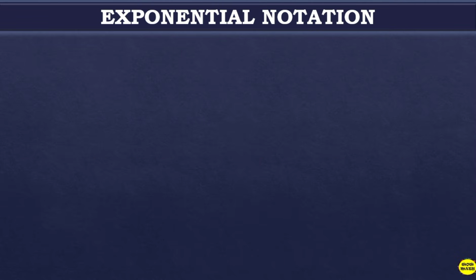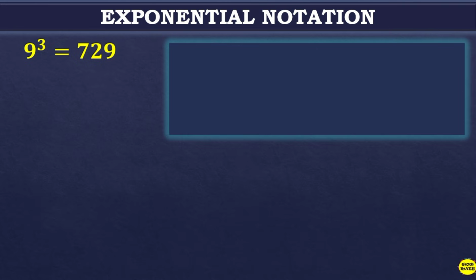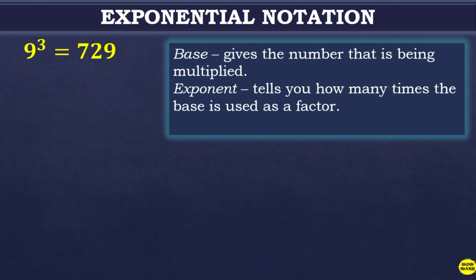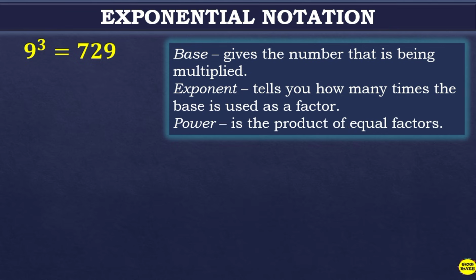So, what is an exponential notation? So, recall muna natin siya ha. Medyo pahapyawan lang natin kasi if you want to know about this, you may watch the video tutorial. Okay? So, if I have here 9 cubed is equal to 729, meron tayong tinatawag na base, which is the number that is being multiplied. The exponent, it tells you how many times the base is used as a factor. And then, the power, which is the product of equal factors.